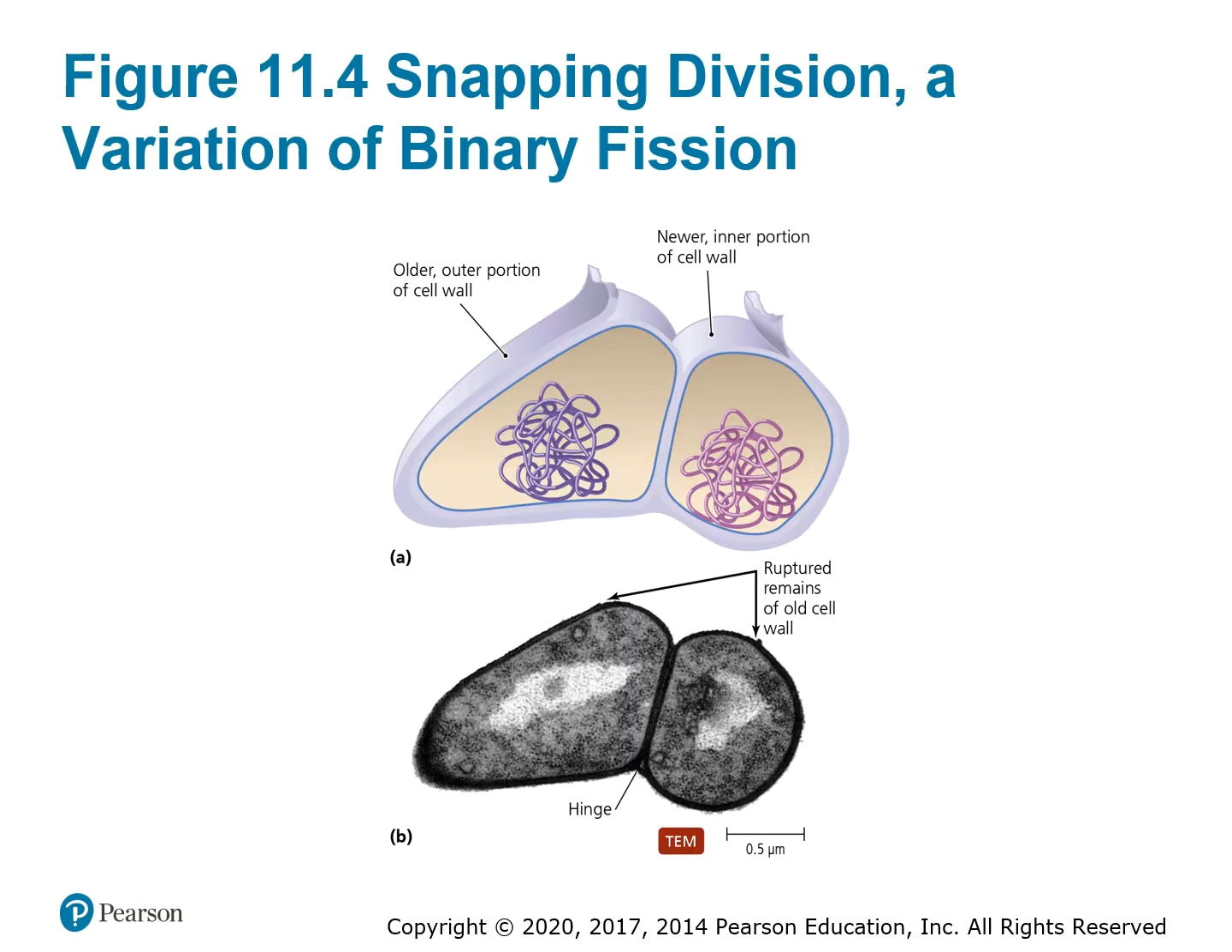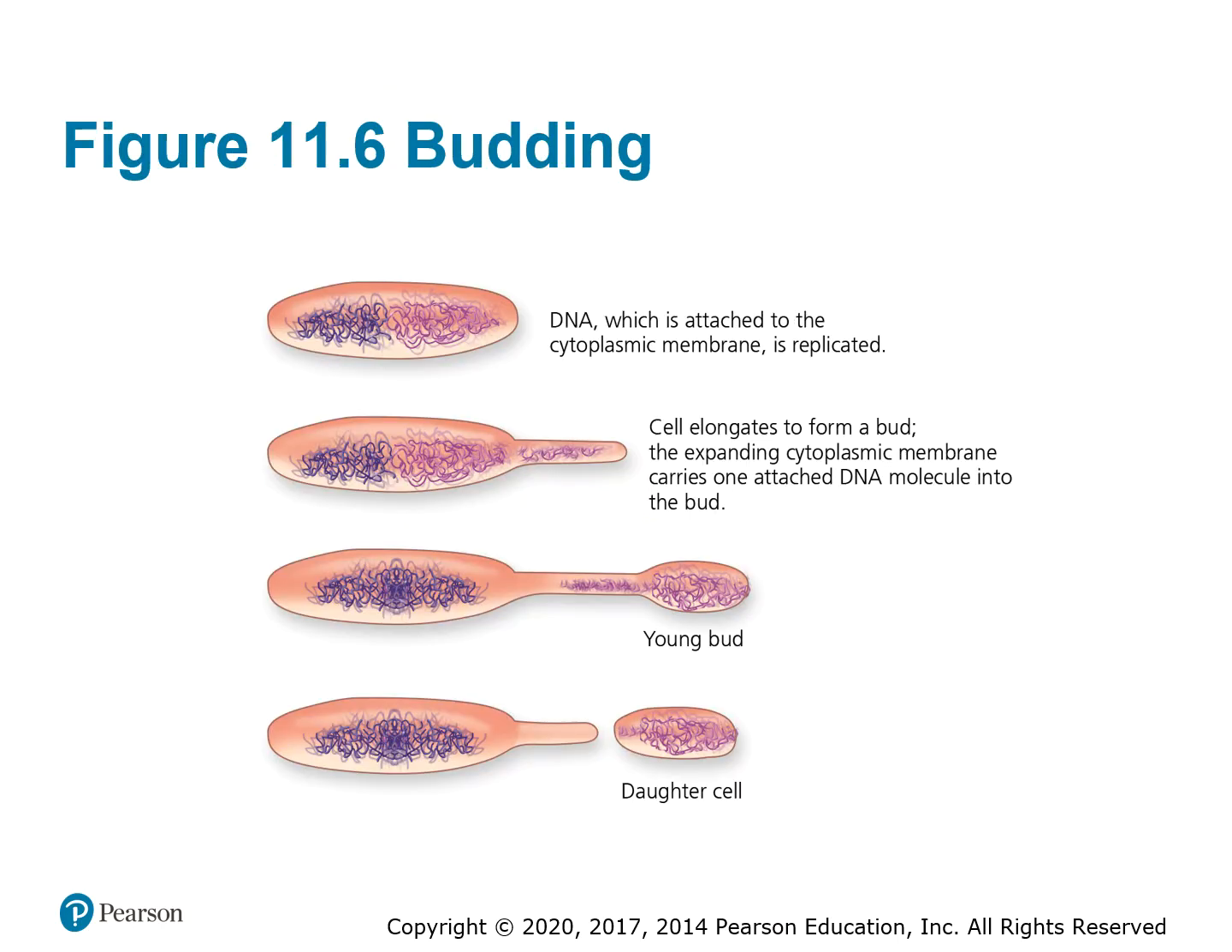Snapping division is a variation of binary fission. You have an older portion of the cell wall, and you have a newer portion, and it literally just ruptures and snaps itself in half. Budding is another way that these cells can reproduce. So in this particular case, the DNA is attached to the cytoplasmic membrane, is replicated. The cell is going to elongate and forms what's called a bud. And then that young bud is just literally going to snap off. So again, not anything especially glamorous. It can happen very rapidly.